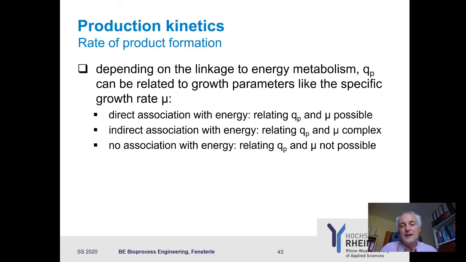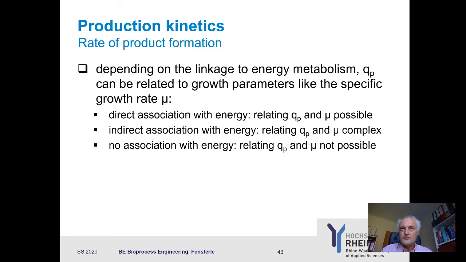Well, Qp can be related to growth parameters like the specific growth rate. That's clear if there is a direct association with the energy metabolism, because then the more growth I have, the more product I form, and therefore there must be a relation between the specific growth rate and the specific product formation rate, Qp. Now, if there is an indirect association, for example, citric acid and so on, it could be that there is a relation between Qp and μ. However, this will not be a direct correlation. So there it might be possible, but it will certainly be more complex to get a mathematical relation.